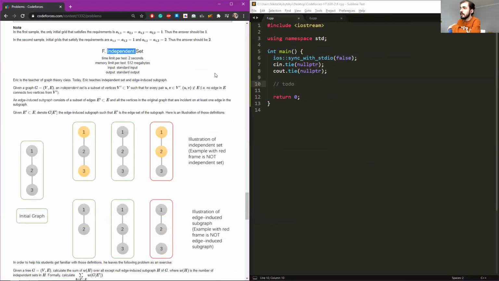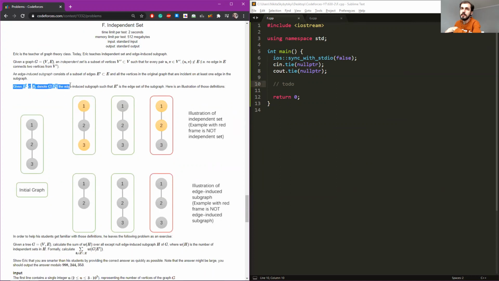Independent sets. Well, okay. I don't know much about independent sets, but I do know something. I can't exactly say it's independent sets, but I guess we'll have to deal with them anyways. Eric is a teacher of graph theory class. Okay. Independent sets and edge induced subgraph. Given a graph, yeah, okay, I know the definitions.